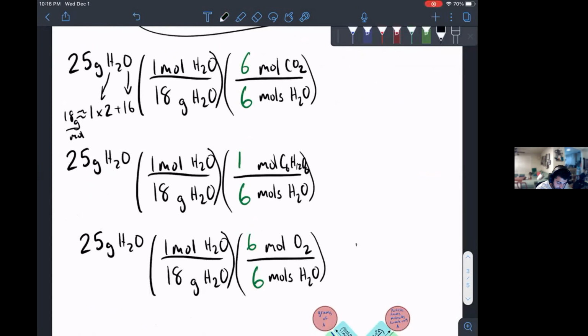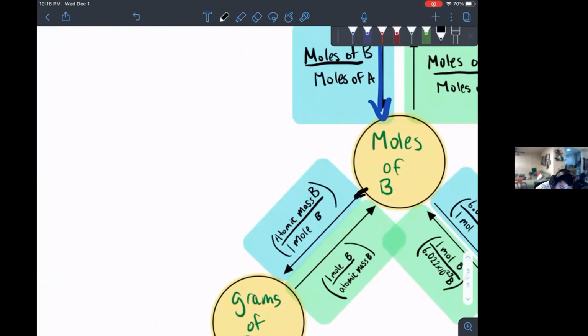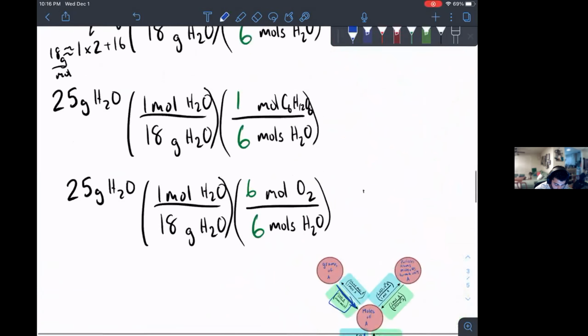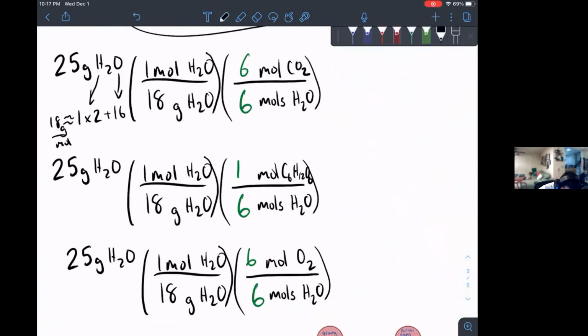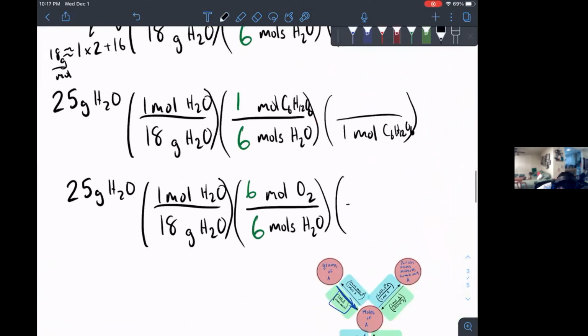Now our last step, we are converting moles of B over to grams of B, because I asked for grams. So we're going to now have the atomic mass on top and 1 mole of whatever we had on the bottom. So on the bottom, we have 1 mole of whatever we went to, so CO2, 1 mole of C6H12O6, 1 mole O2.